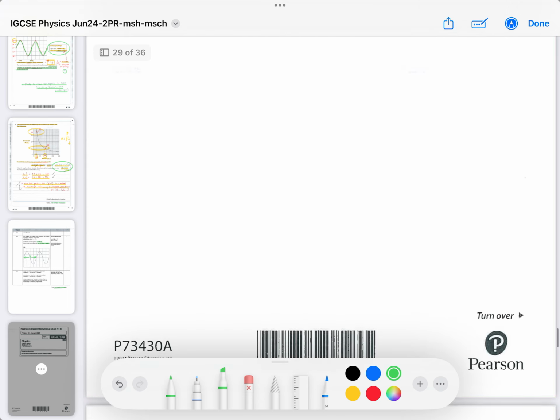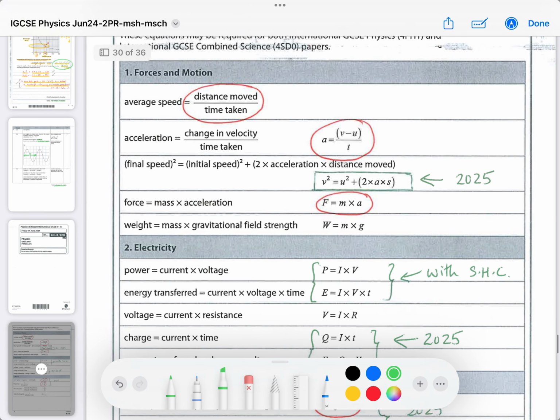And I'm going to show you the questions that were covered. So in red is what we saw in this paper. We used acceleration. And I'm saying in 2025, they're likely to use this because it hasn't been used yet. We used F equals ma.